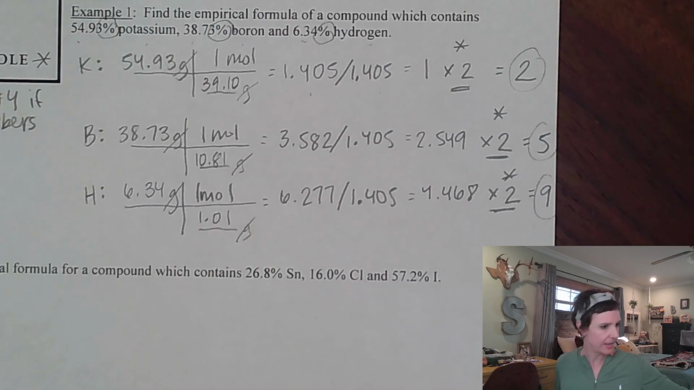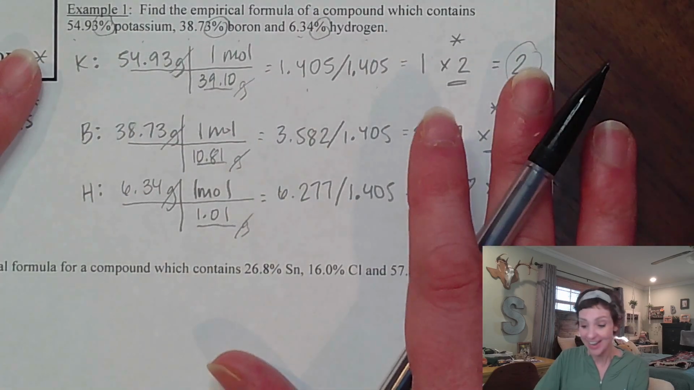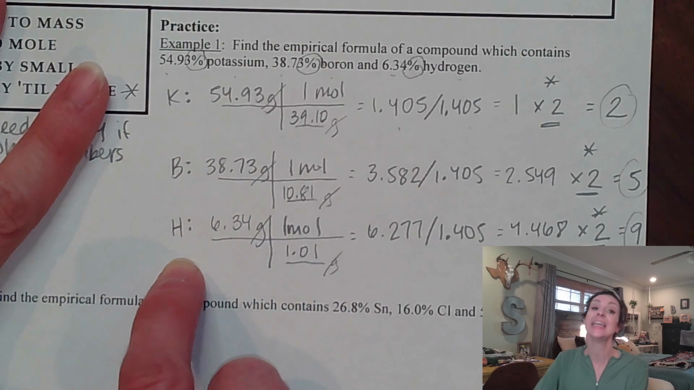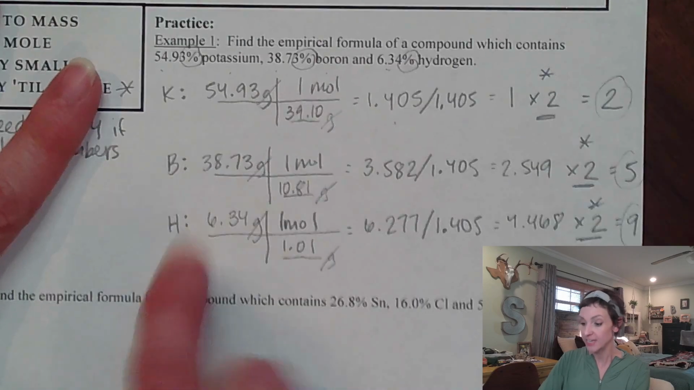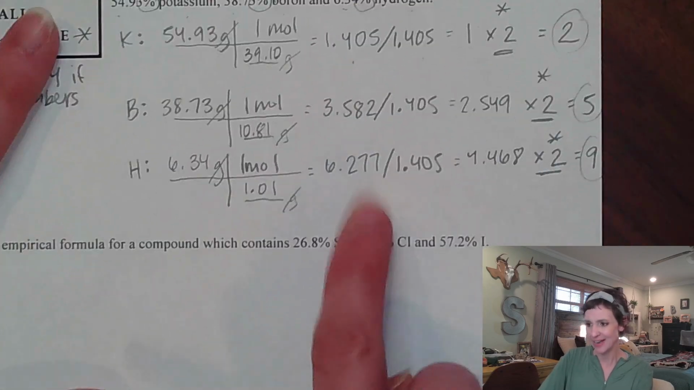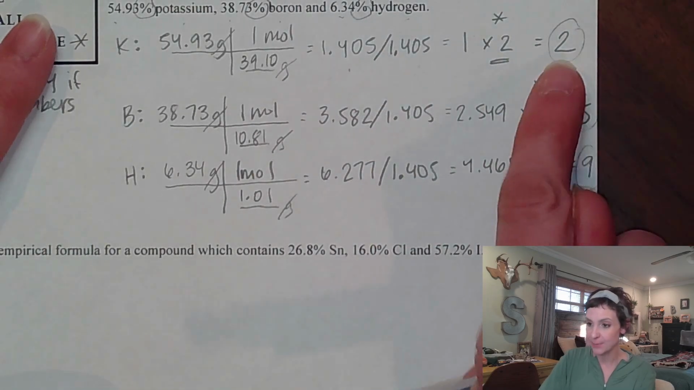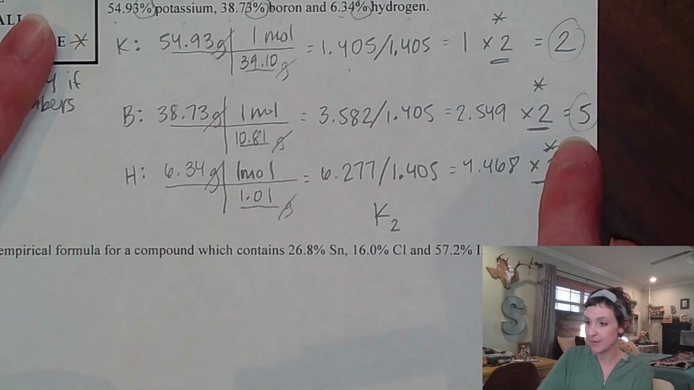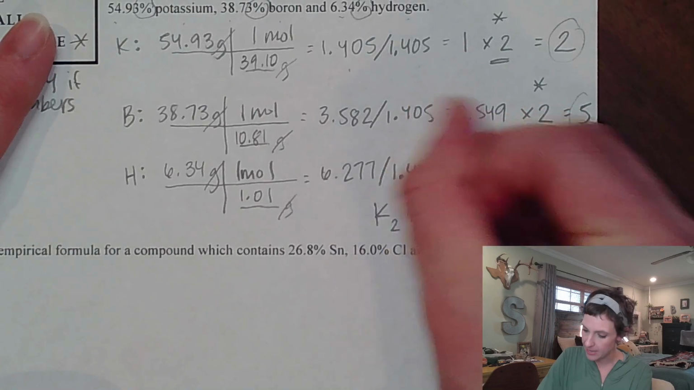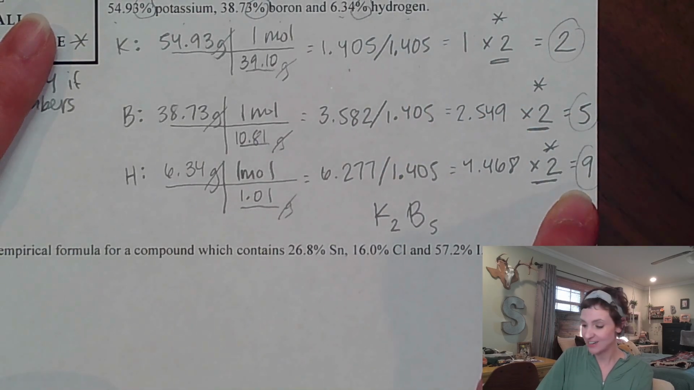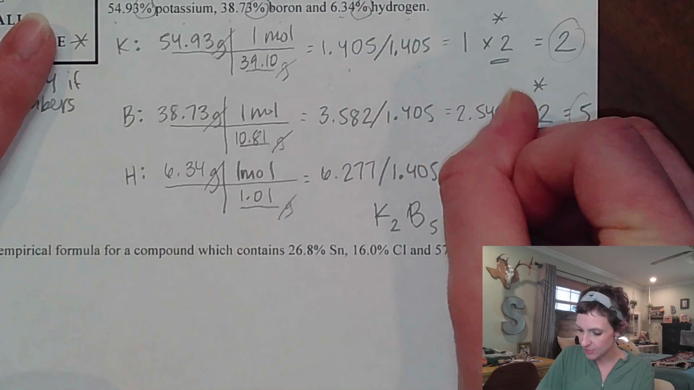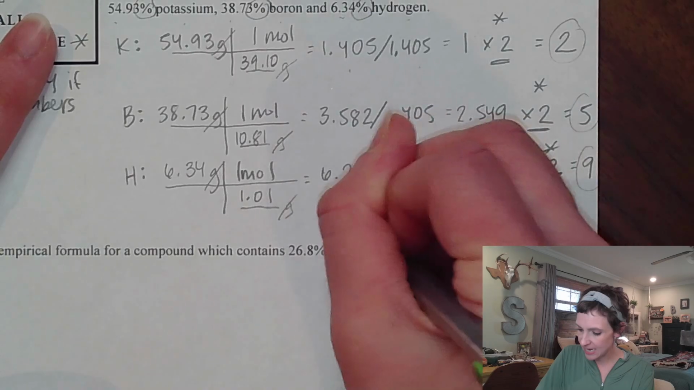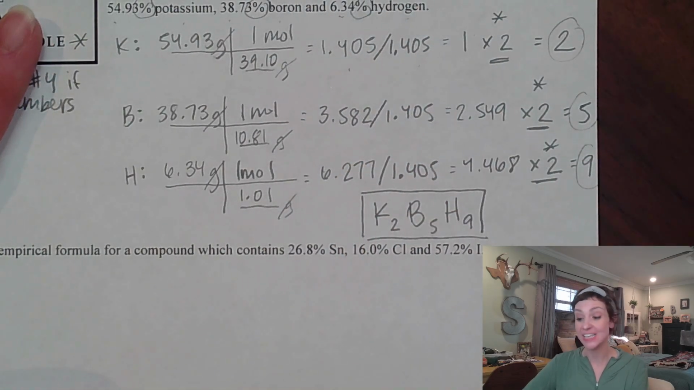And you're like, great, how is this an answer? Well, it is not, but I have achieved all of this so far. These are now the subscripts for these respective elements in my empirical formula. Since I have run out of room here, I'm going to write it underneath. I have got how many potassiums? 2. K2. How many borons? 5. B5. And how many hydrogens? 9. So H9. So here is my empirical formula for this compound.